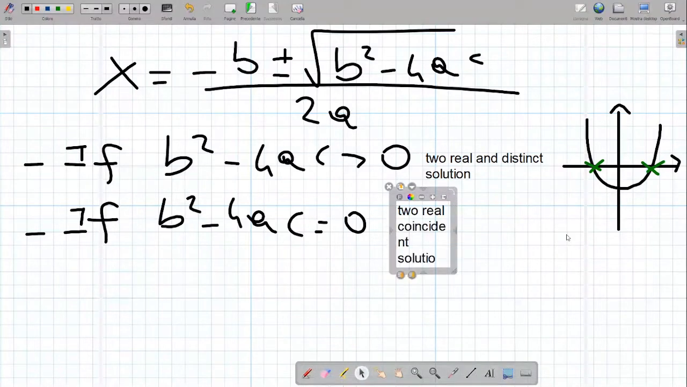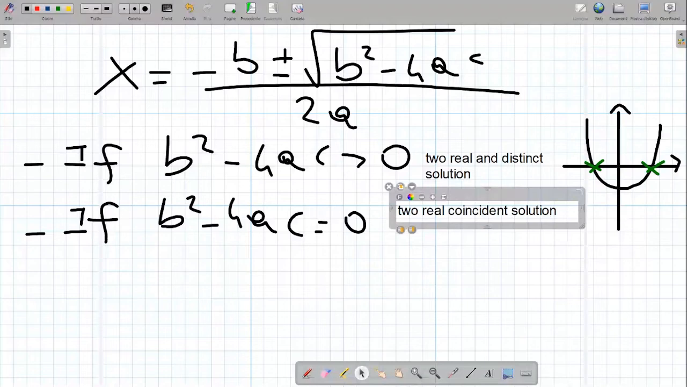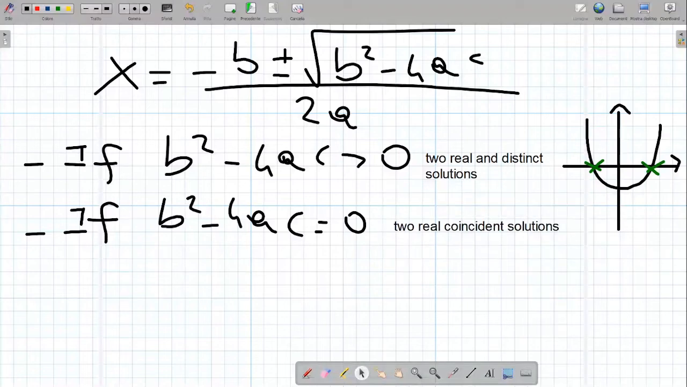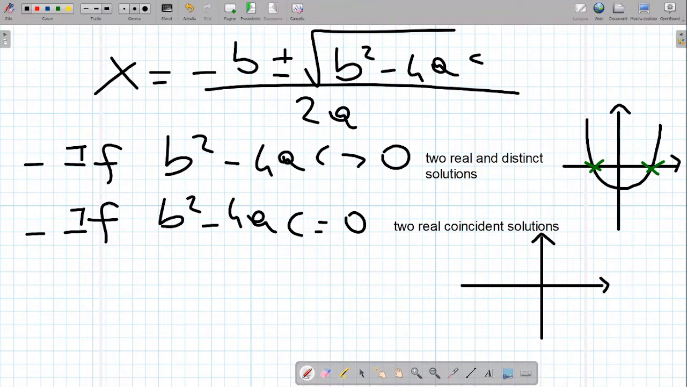And what does it mean from the point of view of the graph is that actually the vertex will be on the x-axis. Because the vertex always belongs to the parabola, so we will draw something like that. Okay, there will be only one number that represents the two real coincident solutions.